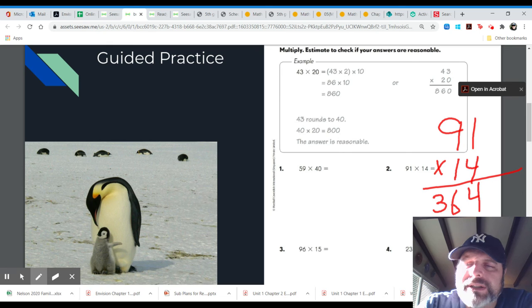Now, here's where it gets a little tricky, and I want you guys all to remember this, and I hope you're taking notes, because if you don't know how to do this and you're not writing it down, this is going to be really tough.